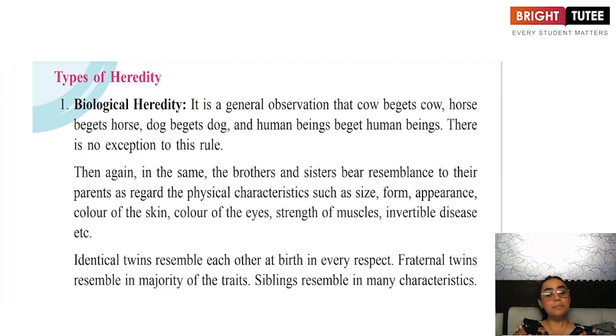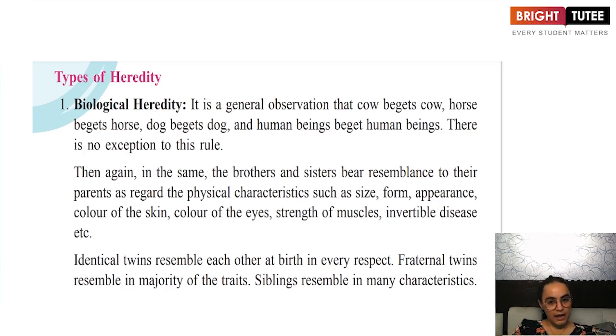Biological heredity simply means that the species are going to have the same species as their offspring. A human being will give birth to a human being. A cow will give birth to a cow. A horse will give birth to a horse. A dog will give birth to a dog, right? There is no change, there is no denial, there is no exception to this rule that can ever take place.